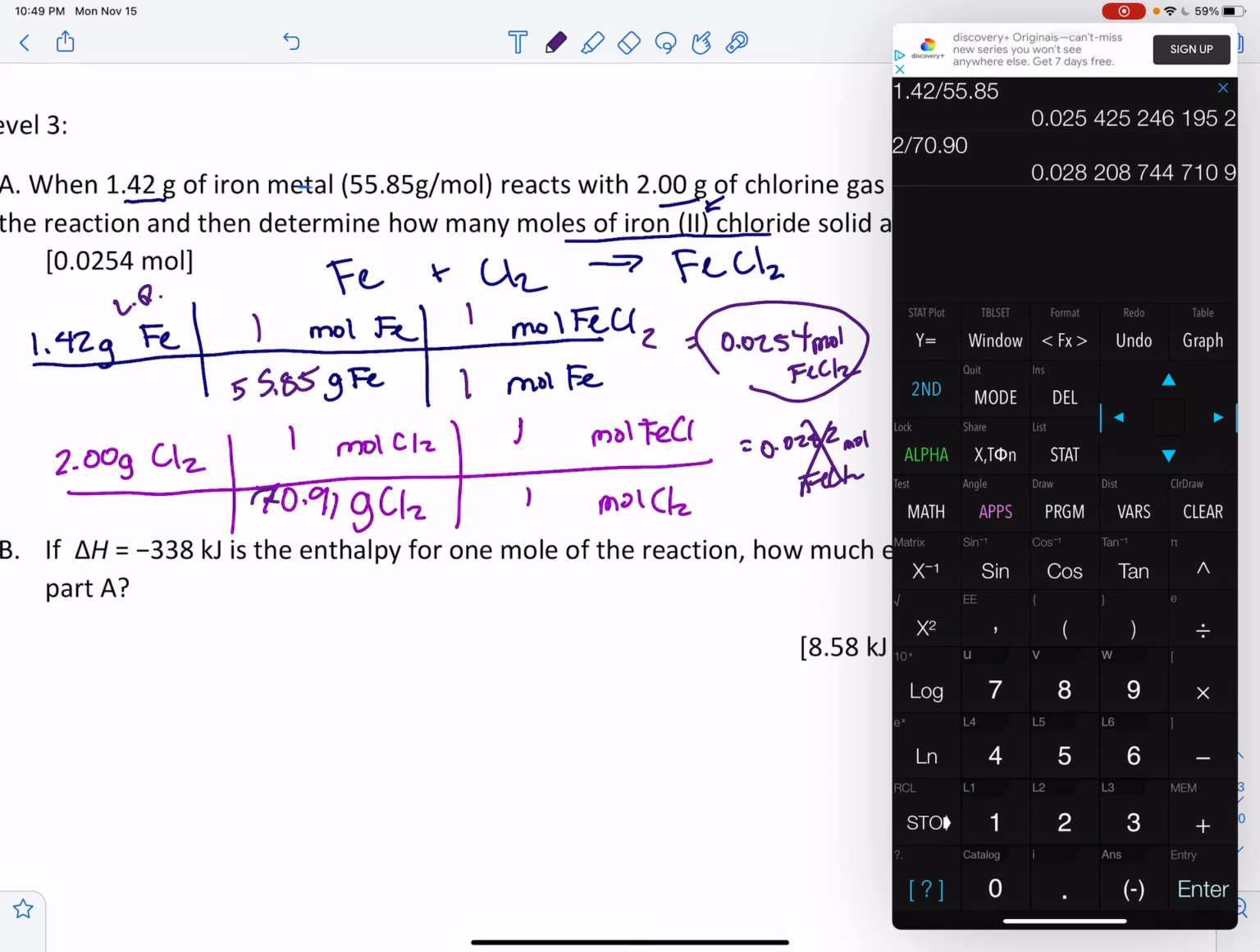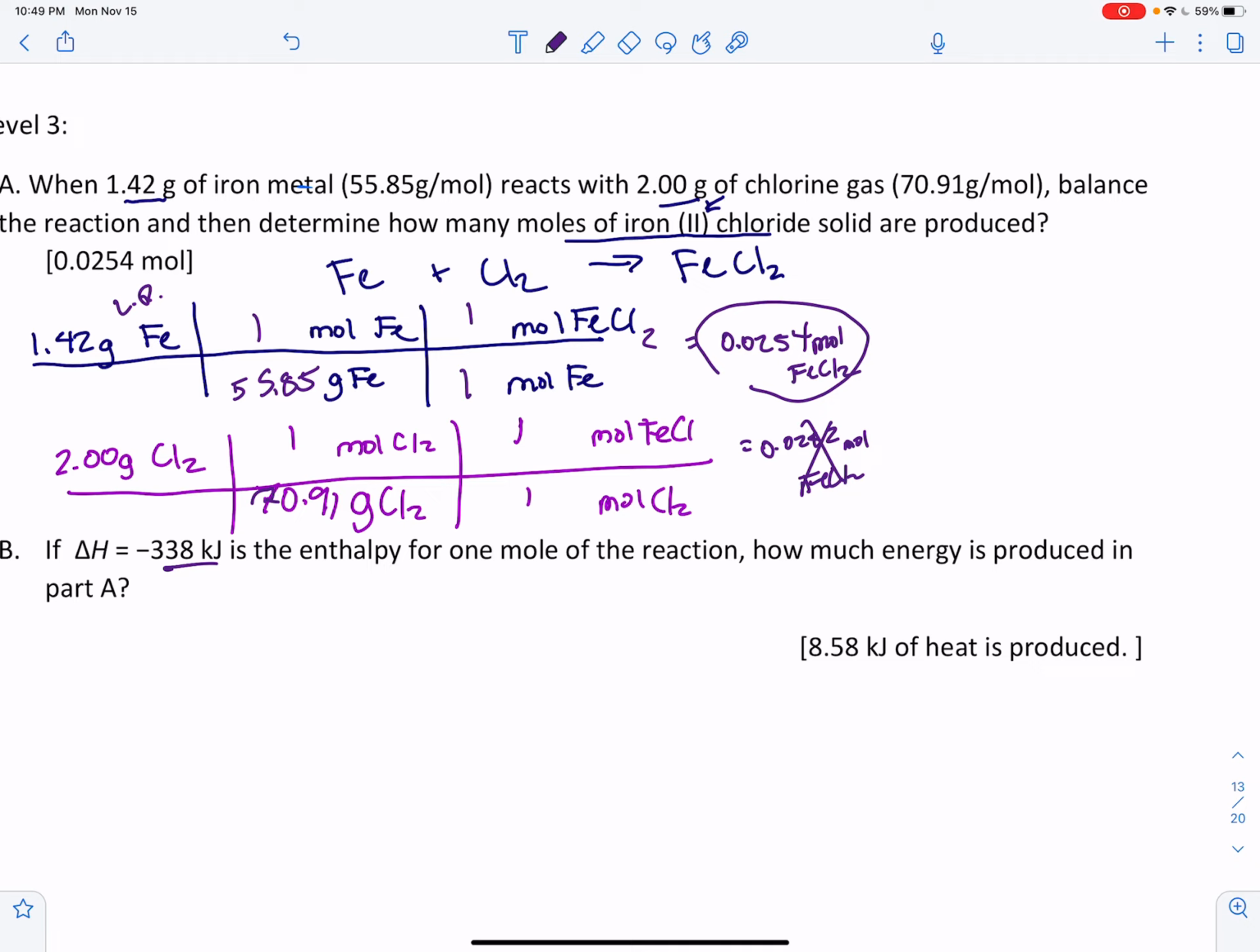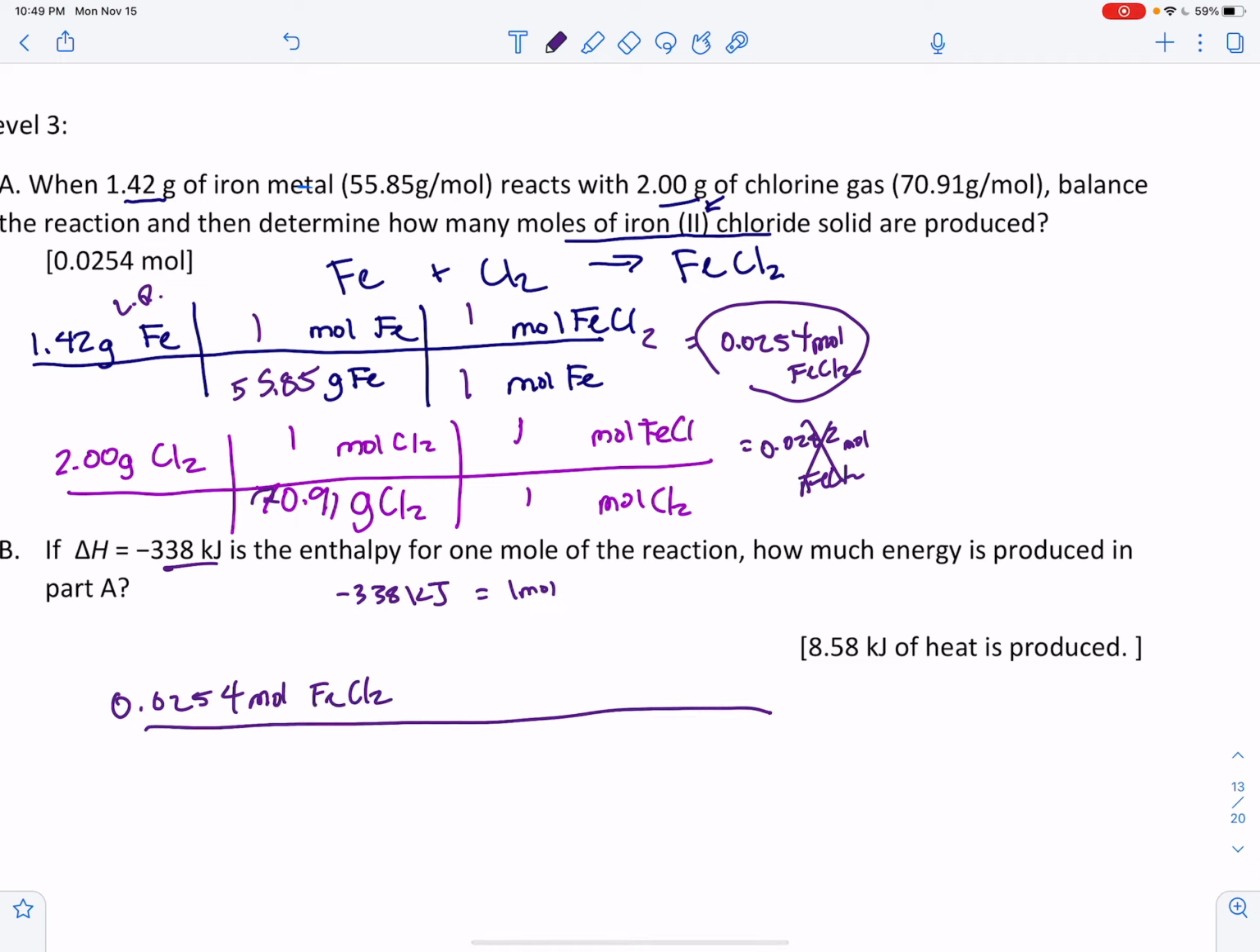All right, so then if this is the enthalpy change for 1 mole, how much energy is produced in part A? So what this is meaning is negative 338 kilojoules is how much energy is released for 1 mole. So it's like a conversion right there. So 0.0254 moles of FeCl2. And there's 1 of those. So in 1 mole of FeCl2, I have negative 338 kilojoules.